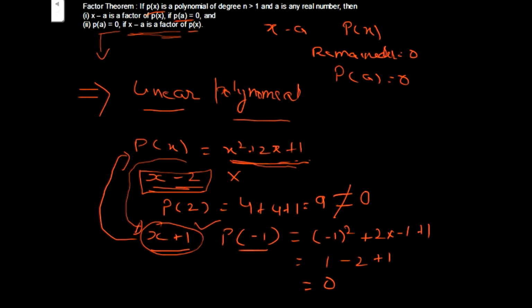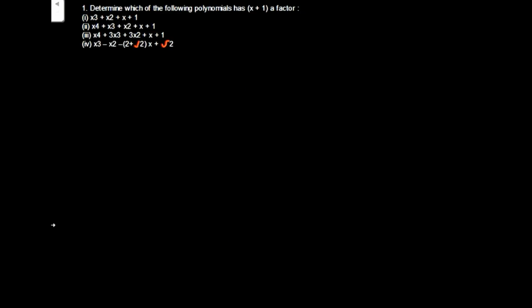Similarly, let's move to exercise number 2.4 of NCERT. So here is question number 1 of NCERT. Determine which of the following polynomials has x plus 1 as a factor. What is asked here is, x plus 1 is a factor of which of the given polynomials. So what do we have to check for all these polynomials? For all these polynomials we have to check.